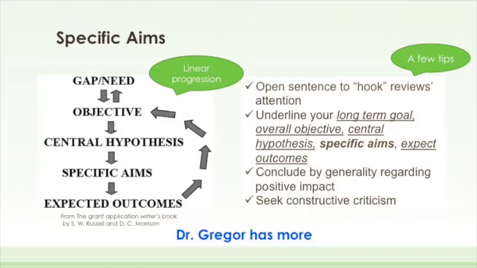So a few tips here. One, the opening sentence: you look to hook the reviewer's attention, and also you have to underline the long-term goal and overall objective, central hypothesis, specific aims, and expected outcome. If one of them is missing, the reviewer most likely will look back and forth to say, where is your hypothesis? Then, after you did all of them, in the last sentence or last paragraph, you need to talk about the positive impact, so that when people finish reading at the end of the page, they feel positive about your proposal. It's very important.